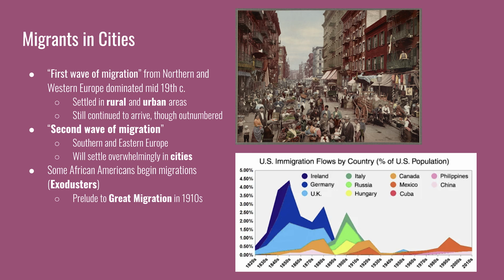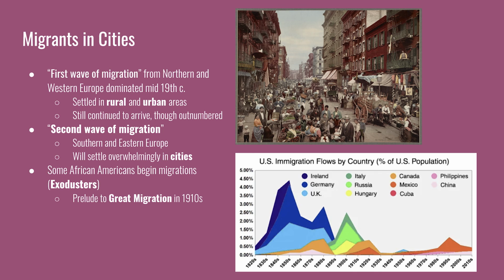Migrations in the 19th century are referred to as the first wave of immigration and the second wave of immigration. We've already covered the first wave of migration in the previous unit. Most migrants then came from Ireland, Germany, and the UK. We covered the various places they settled and the nativist response they got when they arrived.